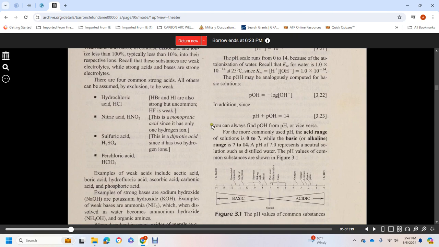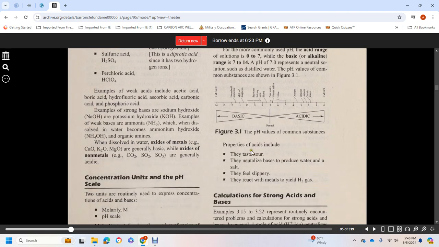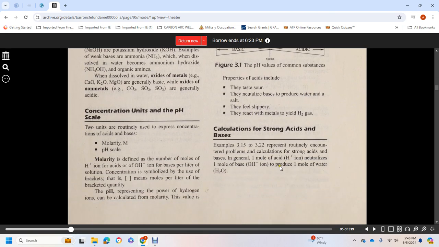More commonly, acidic solutions range from pH 0 to 7, and basic or alkaline solutions range from 7 to 14. A pH of 7.0 represents a neutral solution, such as distilled water. The pH values of common substances are shown in Figure 3.1. Properties of acids include a sour taste, neutralizing a base to produce water and a salt, a slippery feel, and reacting with metals to yield hydrogen gas.